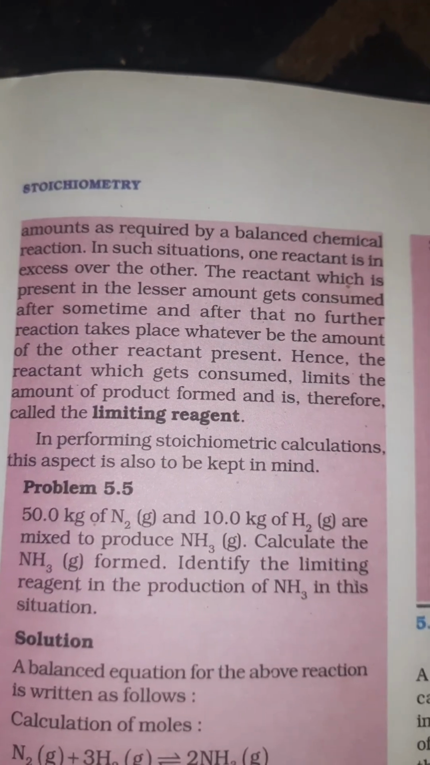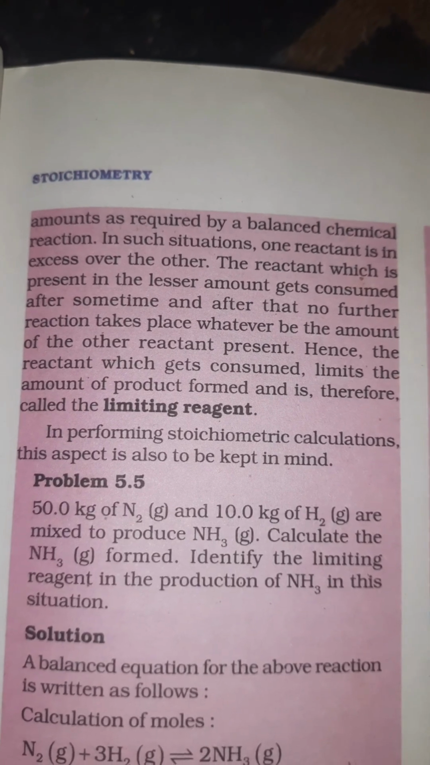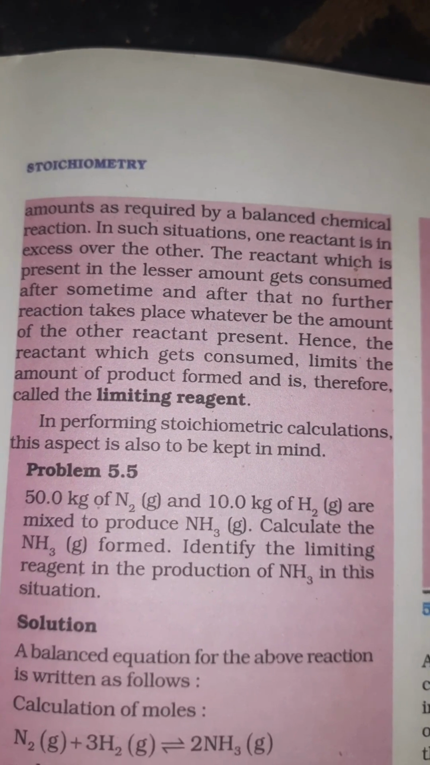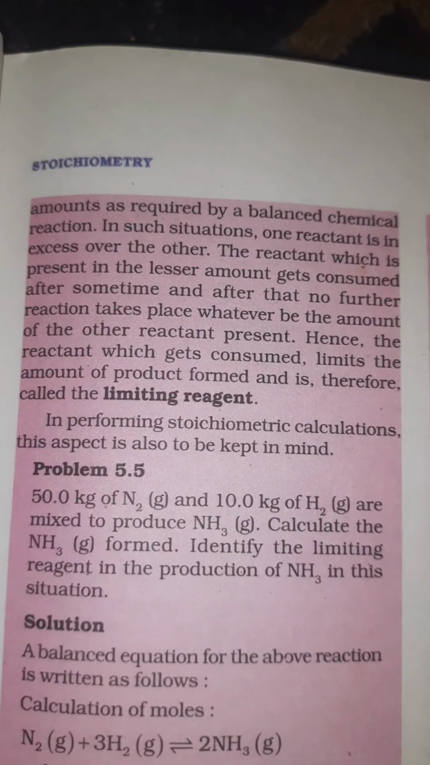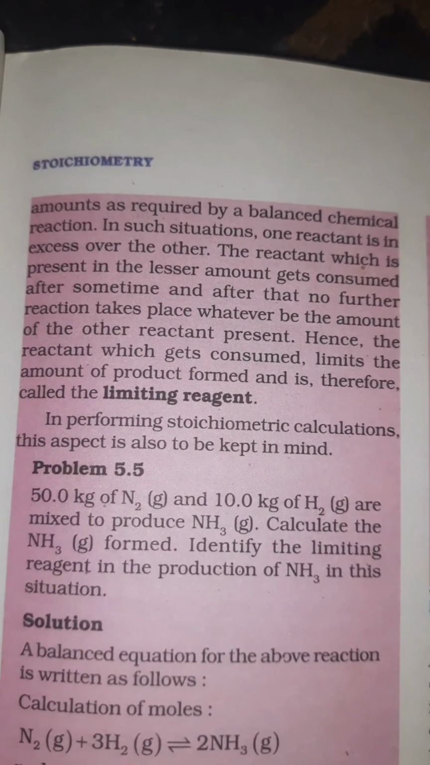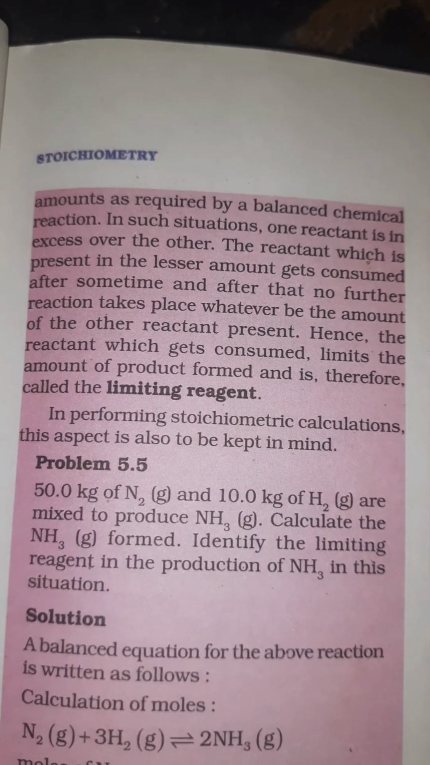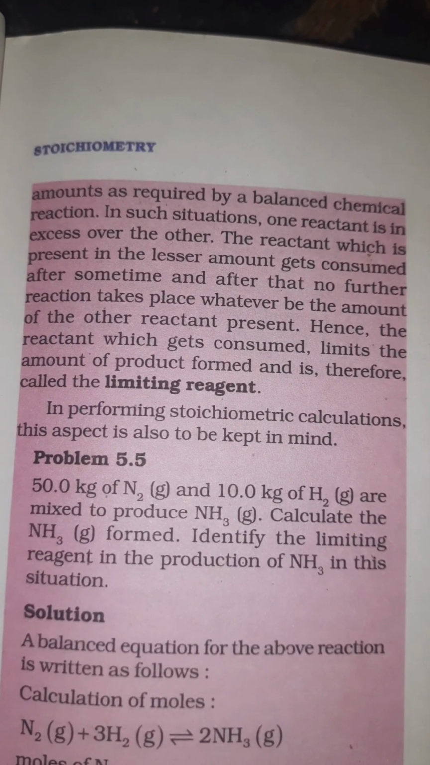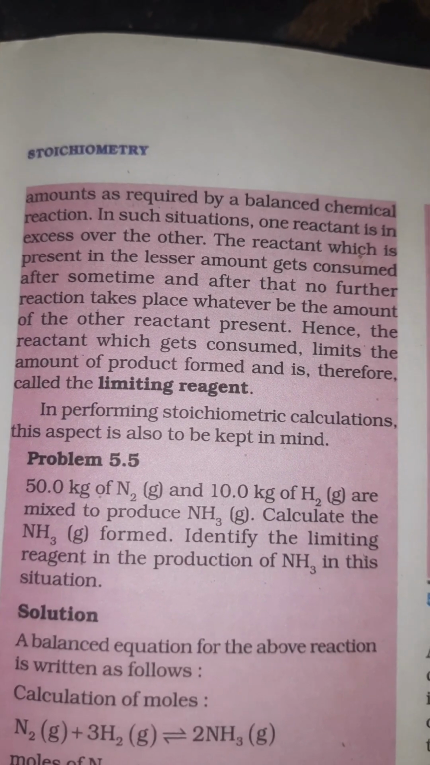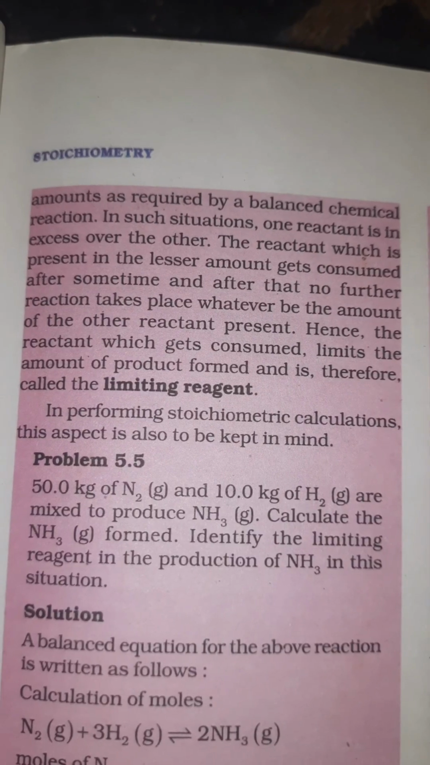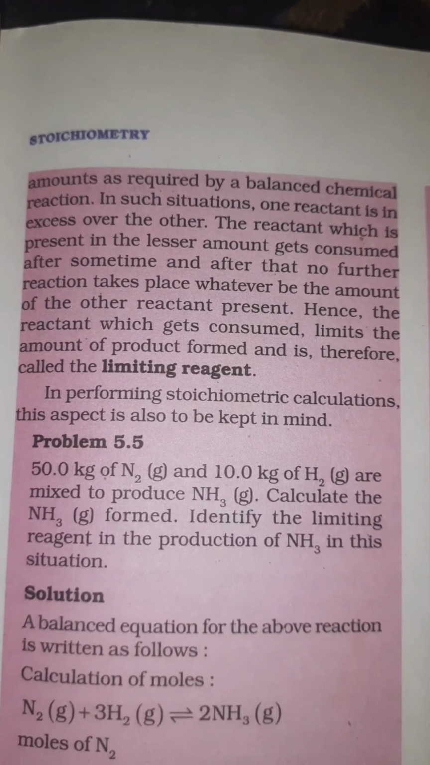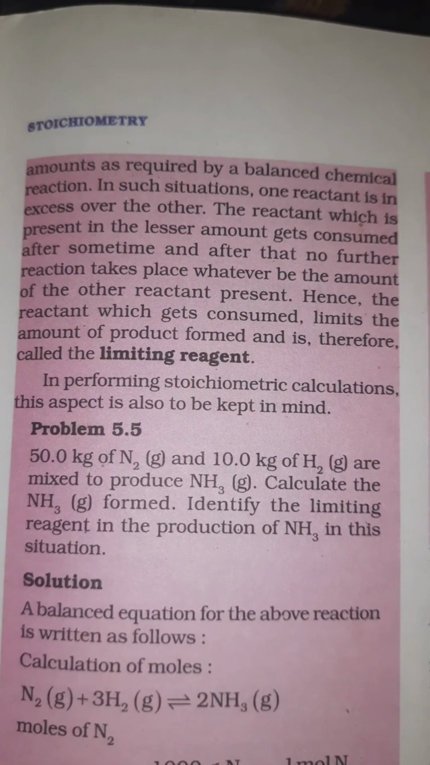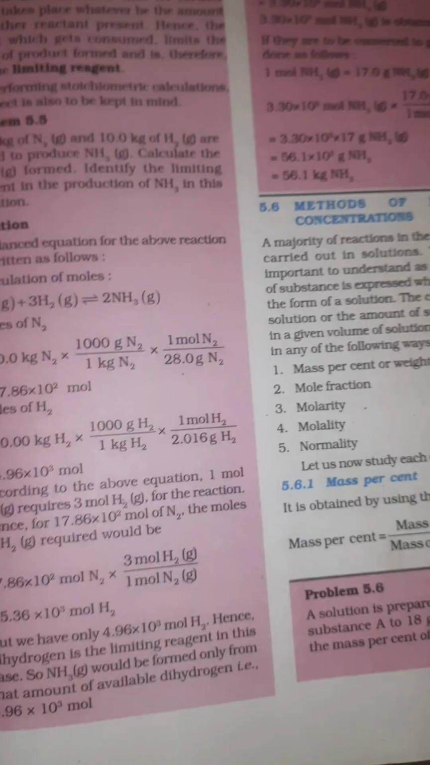In such a situation, one reactant is in excess over the other. The reactant present in the lesser amount gets consumed after some time, and after that no further reaction takes place, whatever the amount of the other reactant present. Hence the reactant which gets consumed limits the amount of product formed, and is therefore called the limiting reagent. This should also be kept in mind in performing stoichiometric calculations.